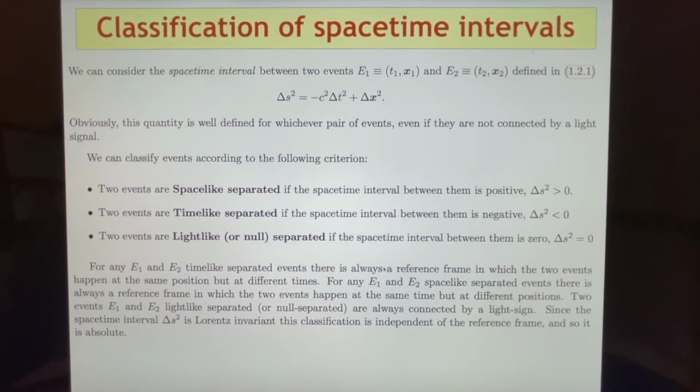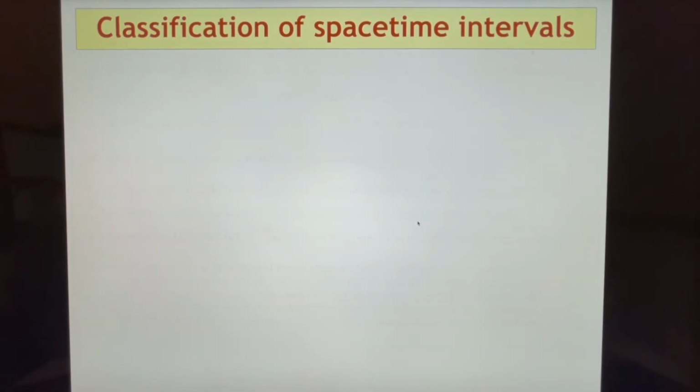All right, a little bit of a reminder. We defined in class, and also in the notes in this equation, the space-time interval, and we classified intervals, the relationship between two events, based on whether they're space-like separated, if the space-time interval is positive, time-like separated, if the space-time interval is negative, and null separated or light-like separated if the space-time interval is 0. Now, this is really an important classification, and we will understand why in a second.